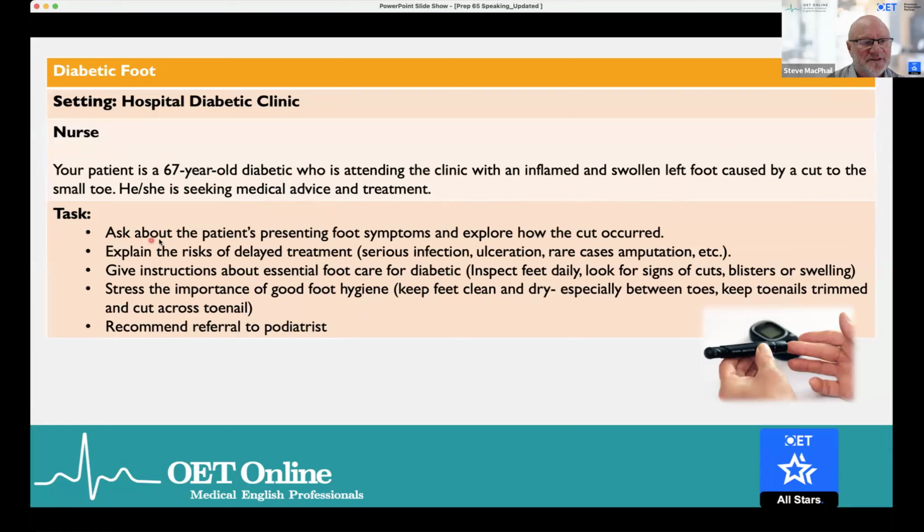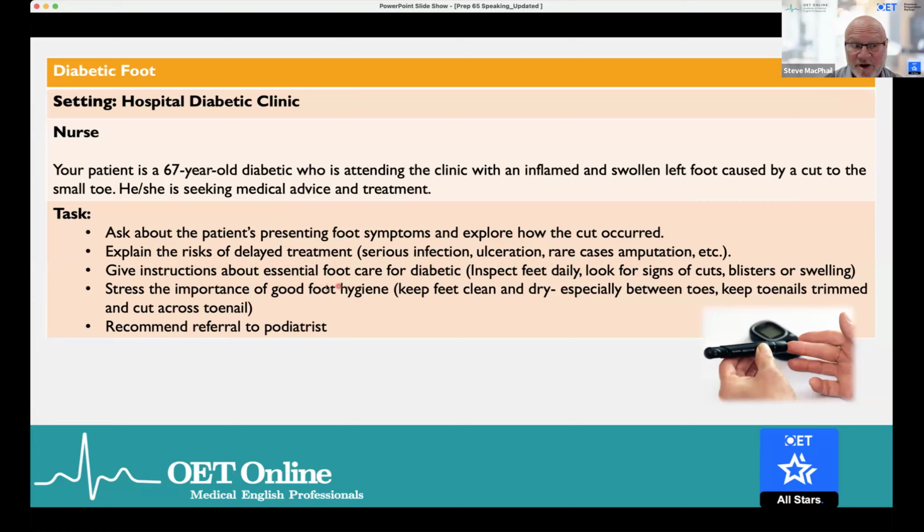So your task: ask about the patient's presenting foot symptoms and explore how the cut occurred. I like this word explore. That means you've got to ask several questions, right? A lot of people rush through this, don't ask enough questions, right? So you've got to ask enough questions. You've got to explain the risks of delayed treatment, right? And the good thing about OET, they tell you those risks that could occur. So you can expand on that.